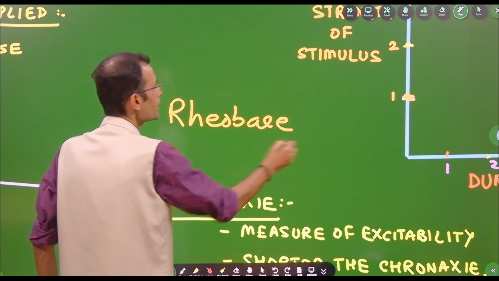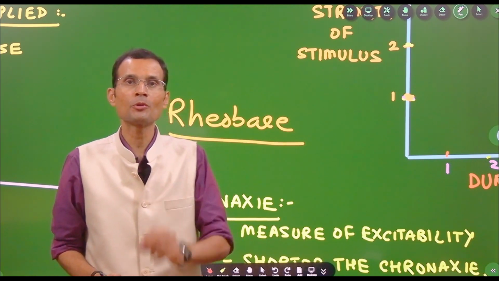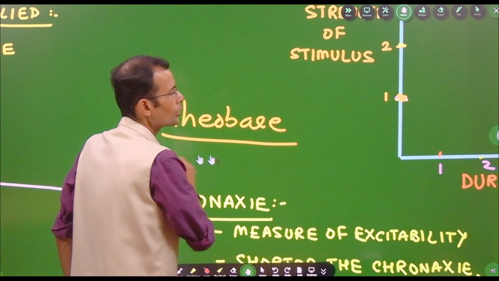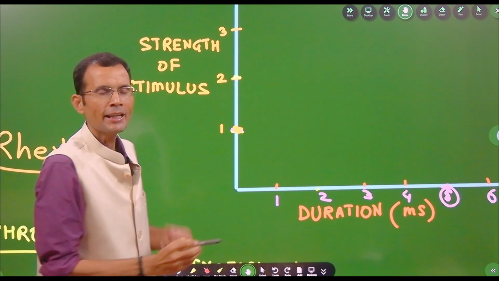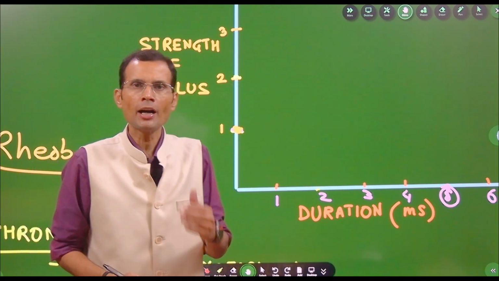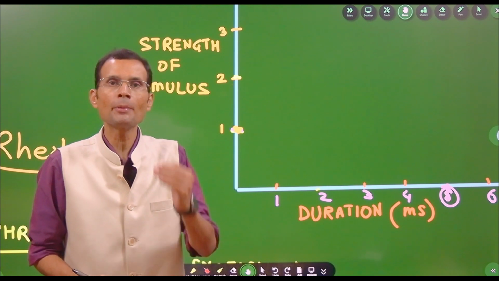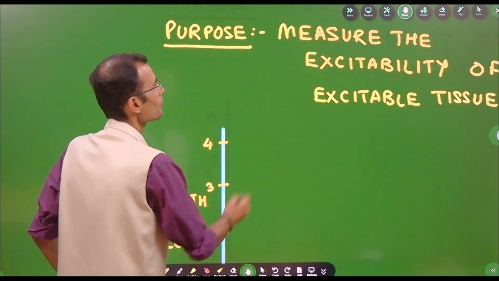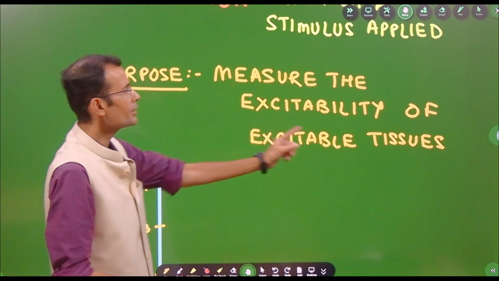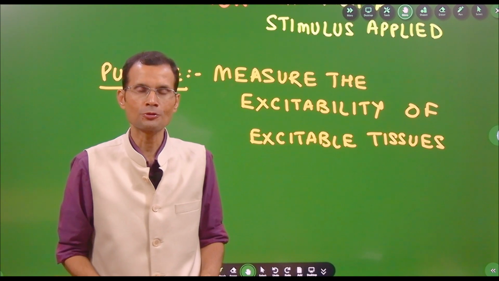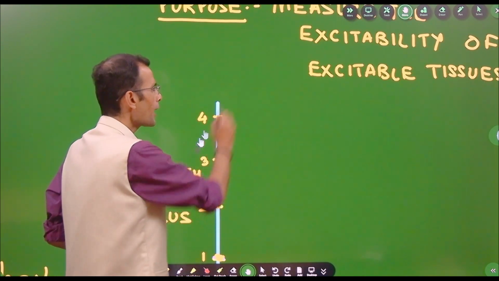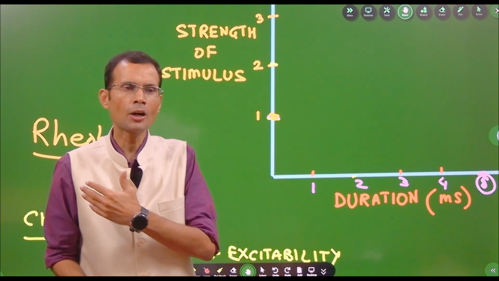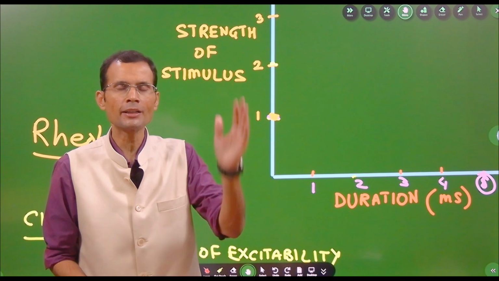And this definition is telling us about the strength of a stimulus. So that's strength. Now coming to the next part. Look, we are actually measuring the excitability of a tissue. The purpose of this entire experiment is to measure the excitability of the excitable tissues. We applied rheobase strength, minimum strength, and we allowed it to pass infinitely through the tissue for infinite time.